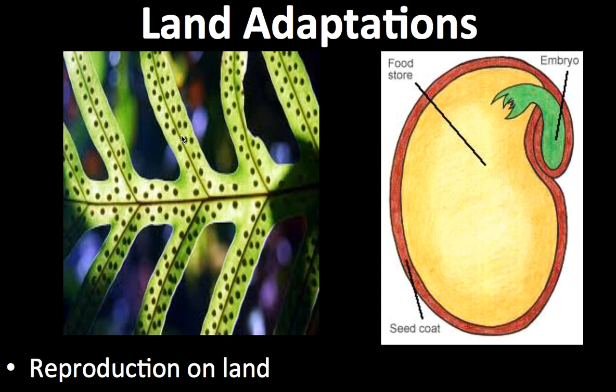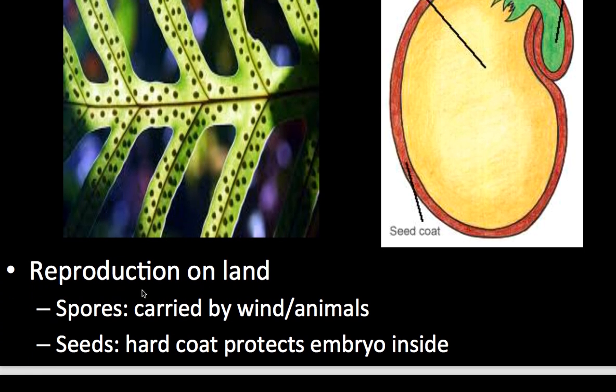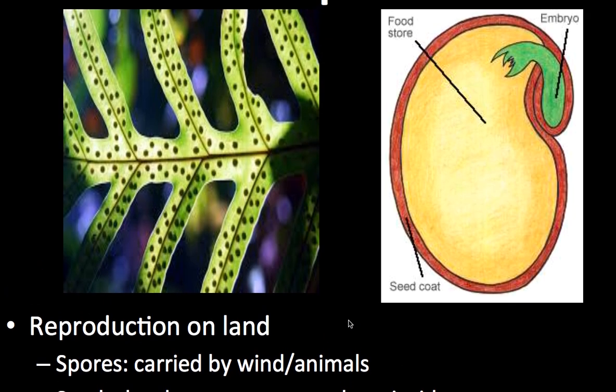Next, land adaptations. The need to reproduce. For reproduction, the plants had spores. Spores are carried by wind and also by animals. But the spores don't have any tough covering. So then came the seeds.